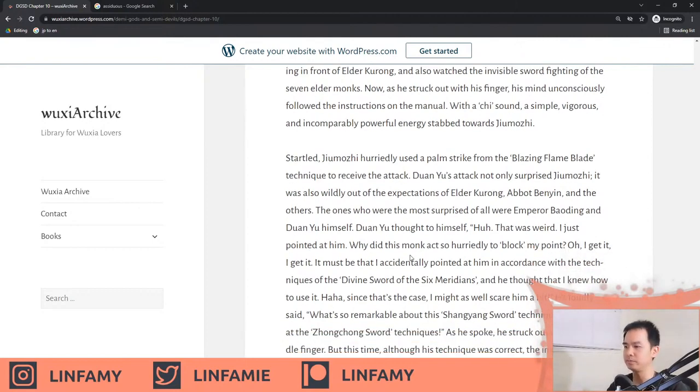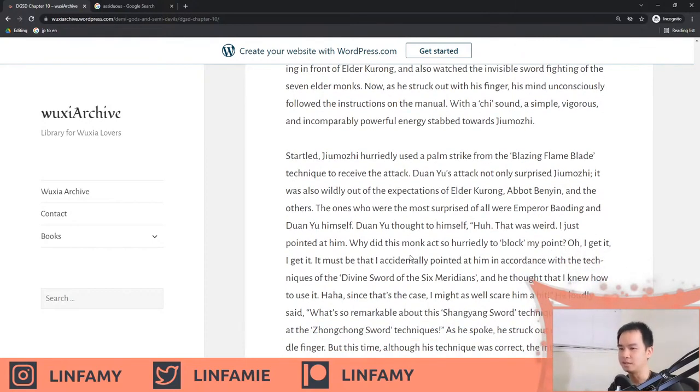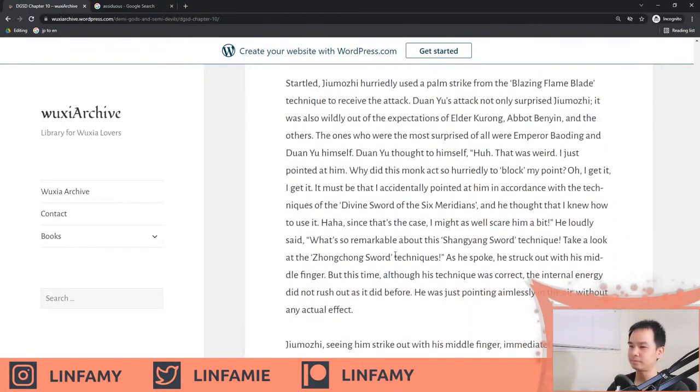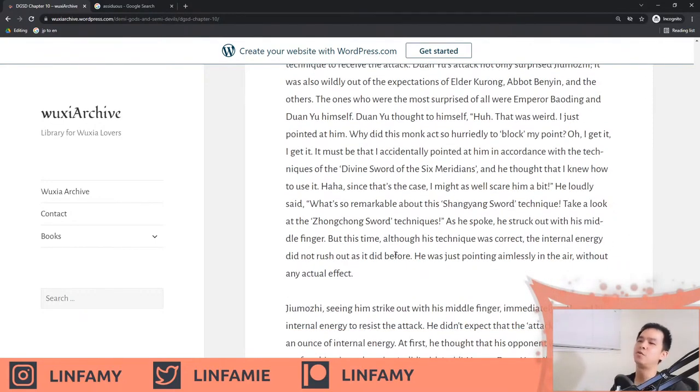Duan Yu thought to himself, that was weird. I just pointed at him. Why did this monk act so hurriedly to block my point? Oh, I get it. It must be that I accidentally pointed at him in accordance with the techniques of the divine sword, and he thought that I knew how to use it. Since that's the case, I might as well scare him a bit. He loudly said, "What's so remarkable about this Shangyang sword technique?